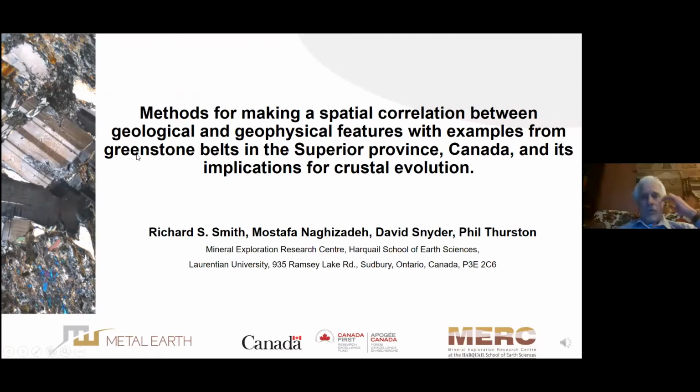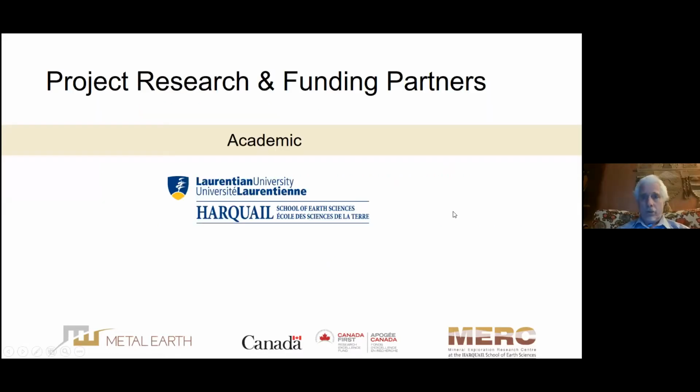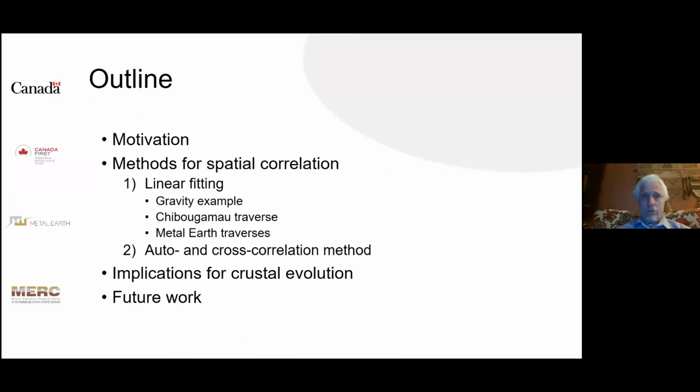So this is some work that myself and some others listed here have done to look at spatial correlation. As an outline for the talk, first of all, I'll give you a little bit of motivation as to why this work was initiated. And part of it involves calculating the spatial correlation between geological and geophysical features.